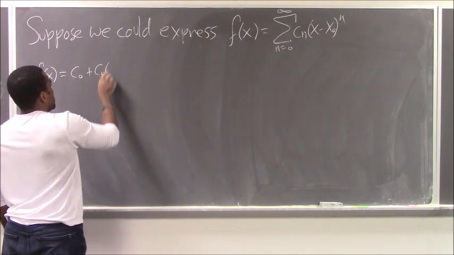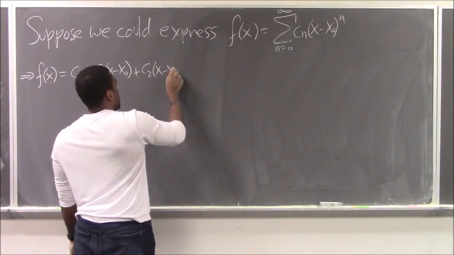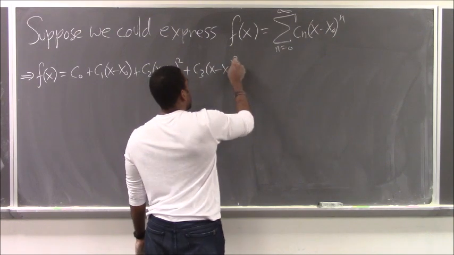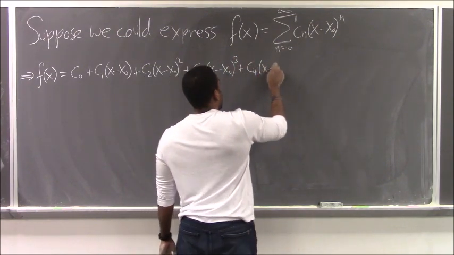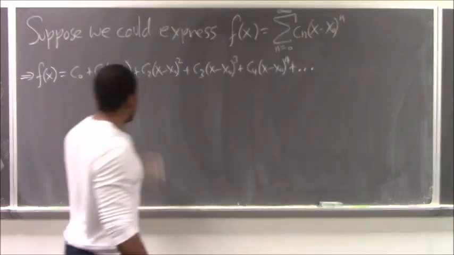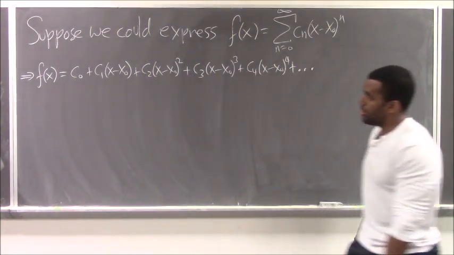c0 plus c1 (x minus x naught) plus c2 (x minus x naught) squared plus c3 (x minus x naught) cubed plus c4 (x minus x naught) to the fourth plus dot dot dot, right? So pretend that we could do this. Let's, for the sake of argument, pretend we could get this done.